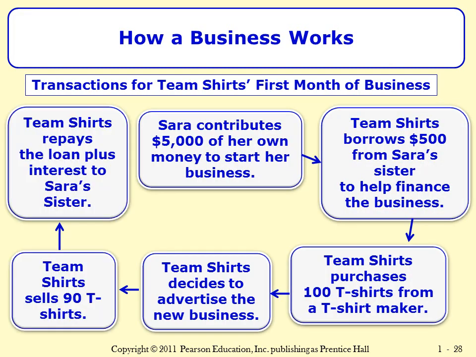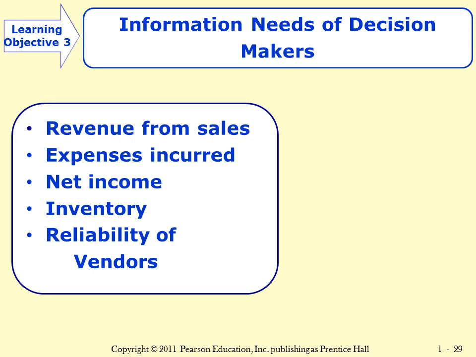Okay, I want to get back to this slide. So we talk about this business cycle here, but we'll get into how we record these transactions as they happen later on. So for now, we're moving ahead to learning objective 3, the information needs of decision makers.